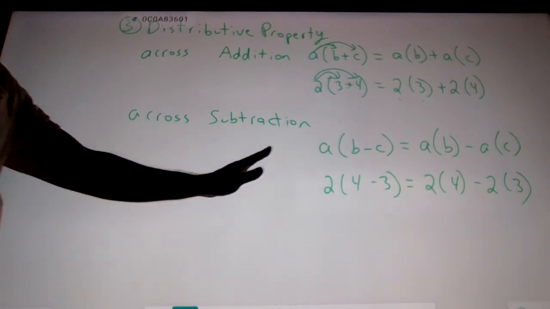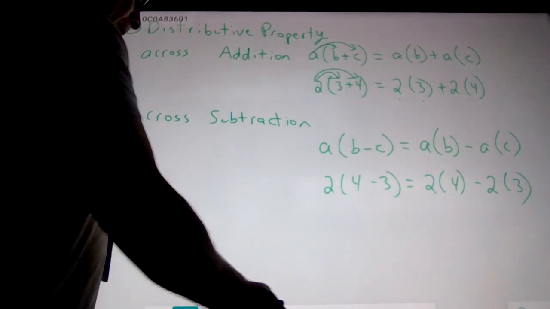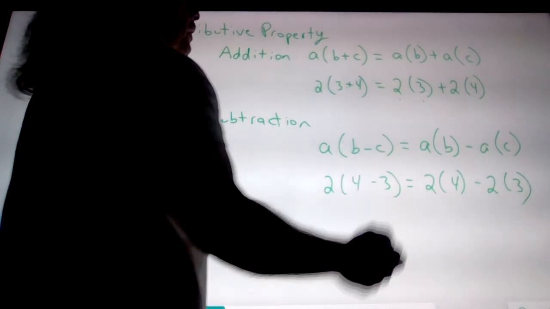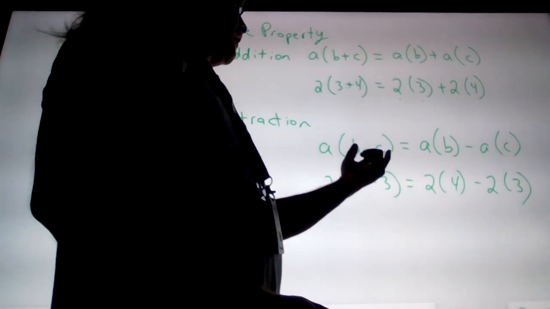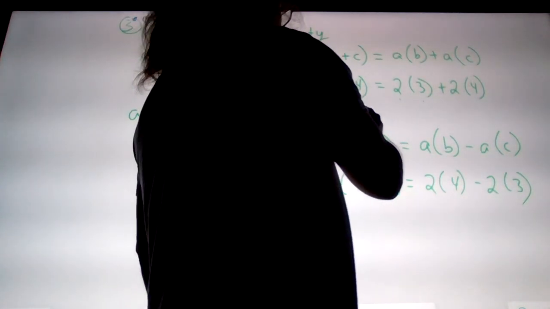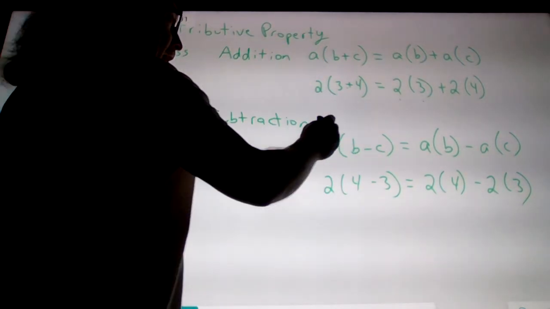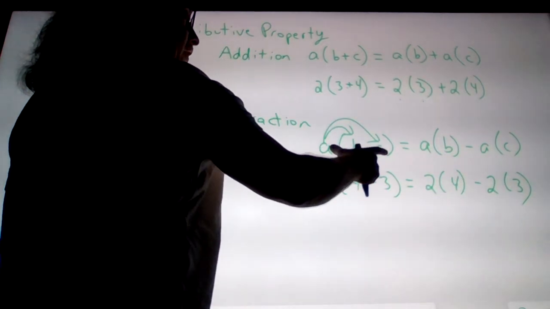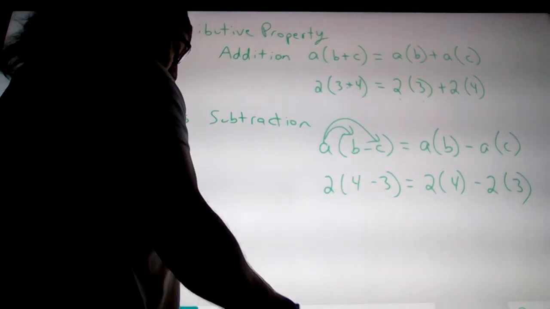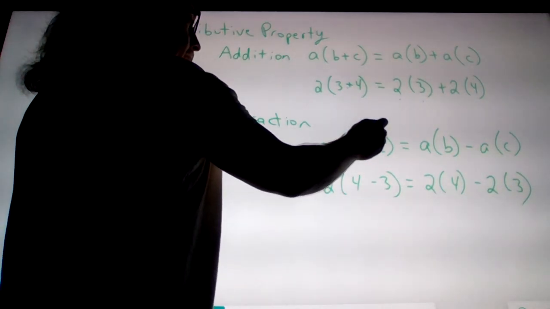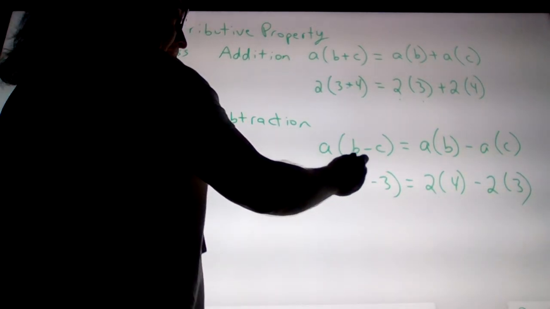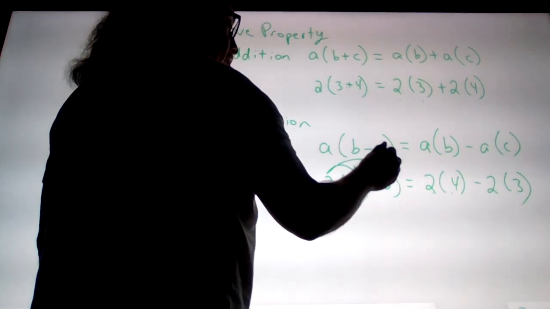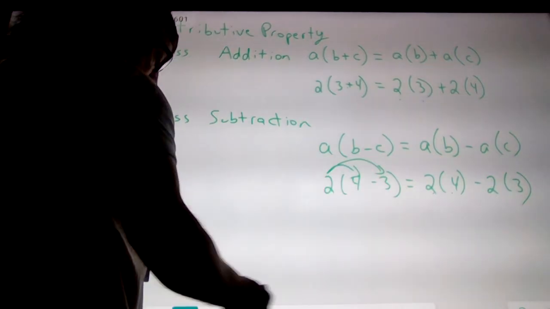Distributive property across subtraction will be the same thing, except that it's subtracting. Okay? So, A times (B minus C) is the same thing as you're distributing the A times the B, right here, A times B. You're distributing A times the C, there. And of course, like we said, it's subtraction, which is the same thing as 2 times 4, right there, minus 2 times 3, which is right there. Okay?